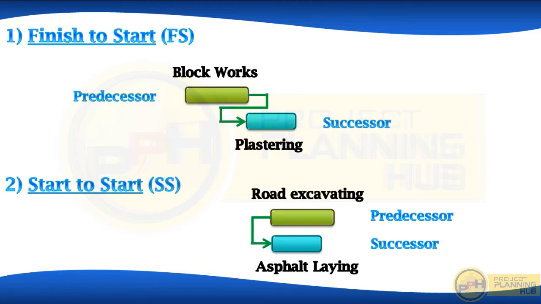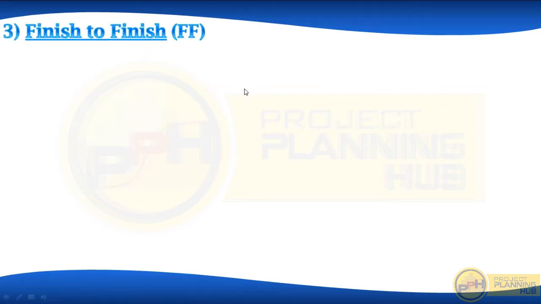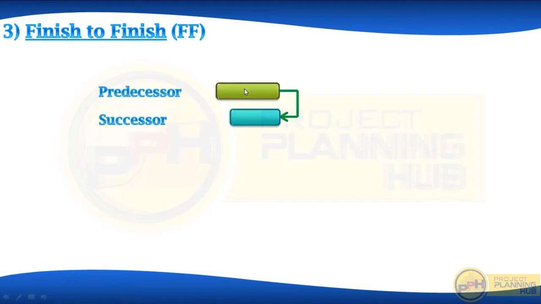In projects, we mostly use FS and SS. Out of this, 80 to 90% of relationships are FS. Our next relationship is FF, finish to finish. When we give a finish to finish relationship between two activities, the successor will not finish until the predecessor finishes.